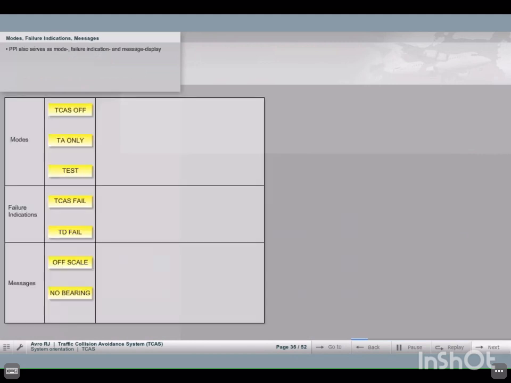The PPI also serves as a mode, failure indication, and message display. Click on the respective field to view a description and the related PPI display.